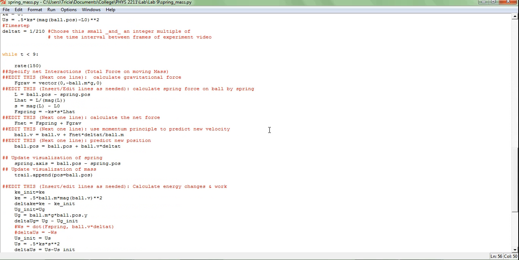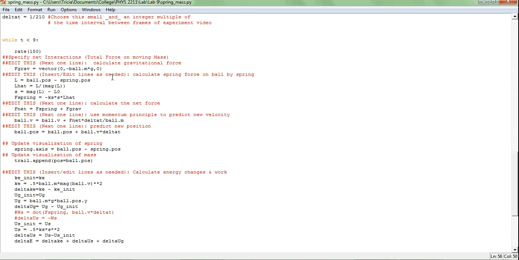Then to model the motion of the mass, I used the total force acting on the mass, which in this case is the sum of the gravitational force and the spring force. So I found the gravitational force by using the ball's mass times gravity in the negative y direction, and then found the spring force to be negative ks times s, the stretch, times l hat, which is the direction vector. And then I used this information, using the momentum principle, to update the position of the ball.